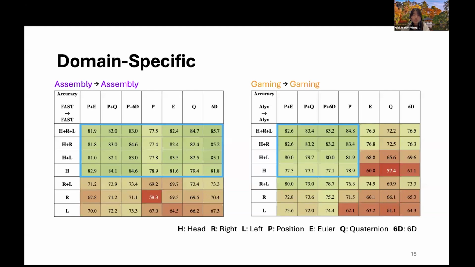So looking at the blue boxes here, we see that for the assembly domain, everything in the first 4 rows performs well because they are indicative features for gender identification. On the right here for the gaming domain, this is a subset of the previous features in which the headset and position are the most indicative of gender.